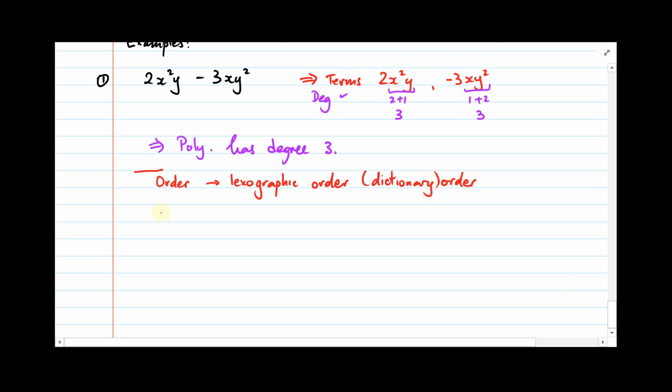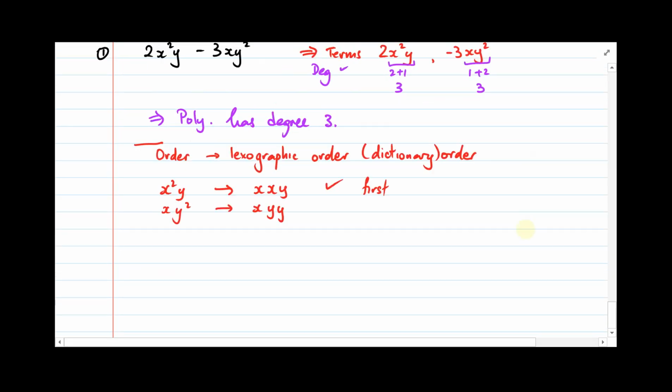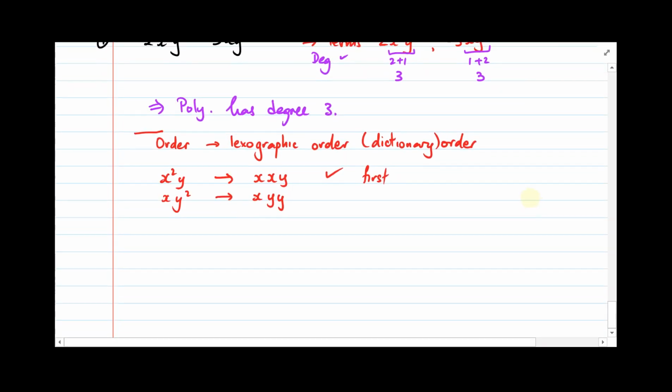So let's look at x squared y versus xy squared. If I'm looking in the dictionary, this would be xxy versus xyy. Which would I see first if I were looking up, for example, a word with this spelling? This one, xxy, would come first in the dictionary, and so that's what I will put first, right? It's already in the correct order, so no problem there.